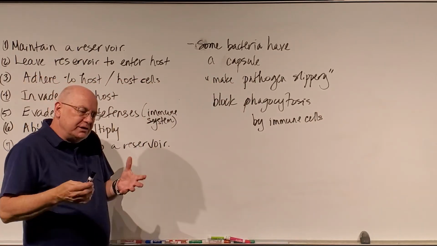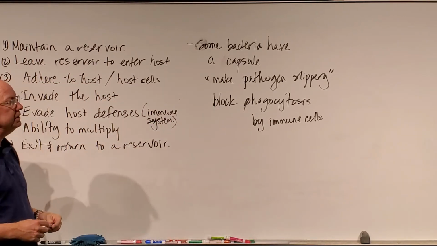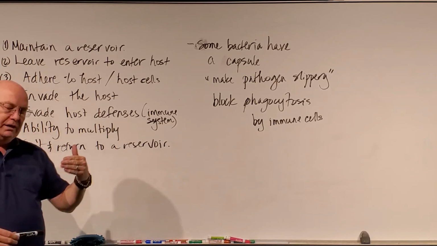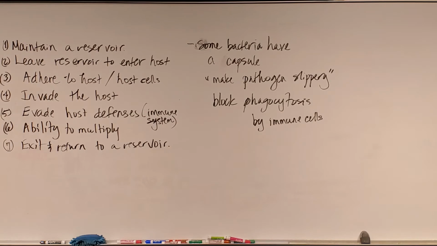So it makes them kind of slippery, where they sneak away because the immune cells cannot recognize them or cannot bind to them. And so the capsule of some bacteria plays a role not only in allowing it to adhere to host cells, but also in allowing it to evade the host cell mechanisms.